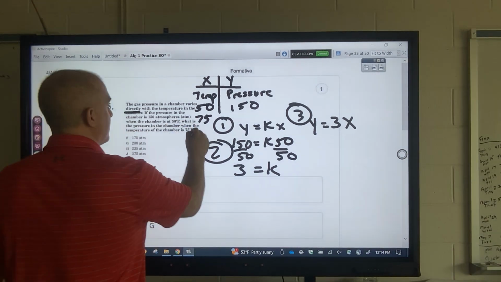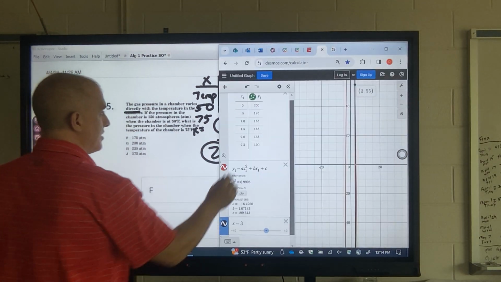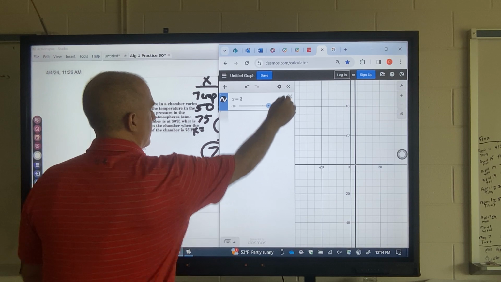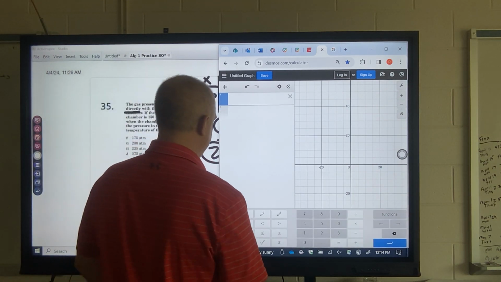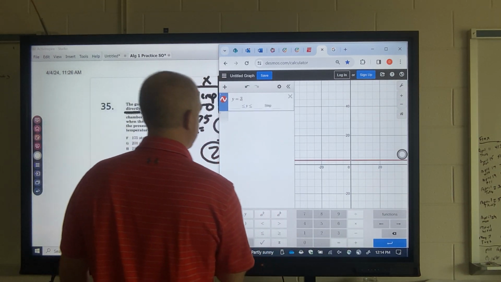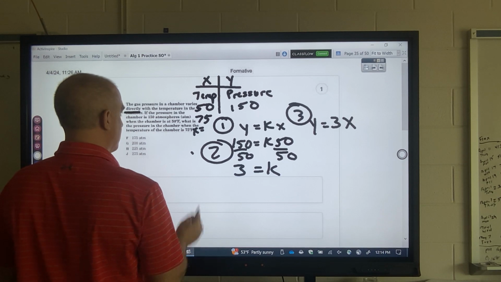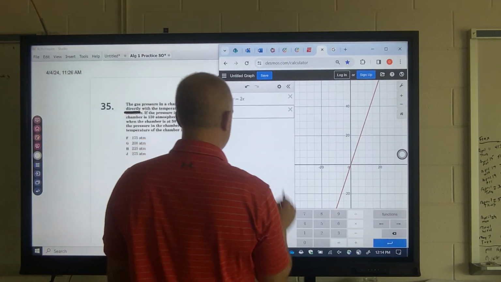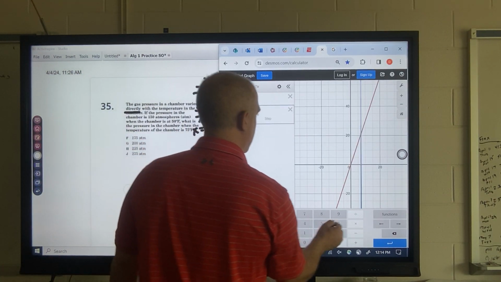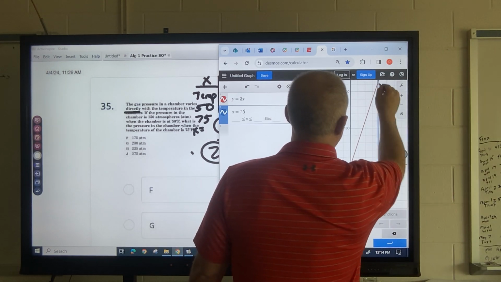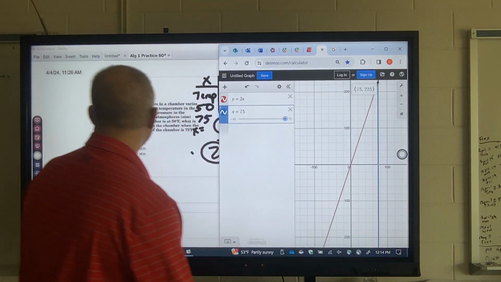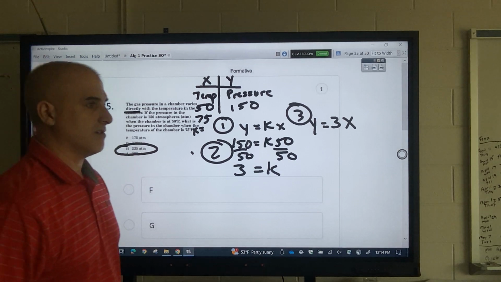Now, how do I figure out this answer? Well, this is x equals 75. So what I do is, sort of similar to direct variation and line of best fit, I got y equals 3x, and I got x equals 75. And I just see where that crosses. Crosses at 225. So that's the answer.